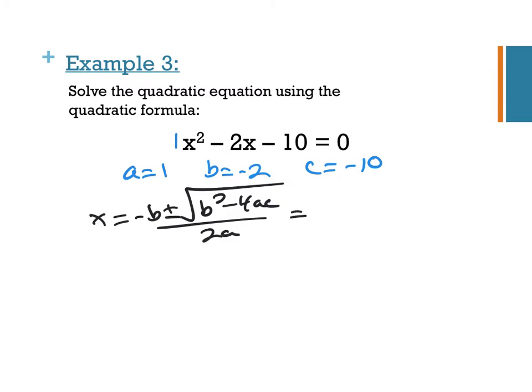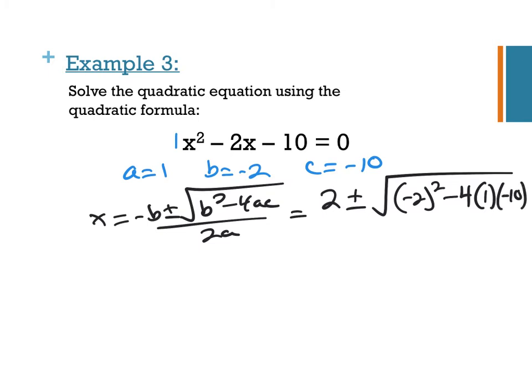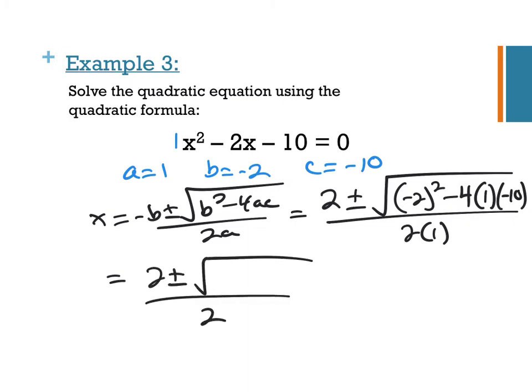If I plug in my known information, opposite of b is going to be positive 2. B squared would be negative 2 squared minus 4 times my a times my c value all over 2 times my a. And so if I simplify this now underneath the radical part, here I get, looks like negative 2 squared is 4, and minus 4 times negative 10 is going to be plus 4 times 10, which is 40. So I get 4 plus 40 underneath there, which ends up being 44.